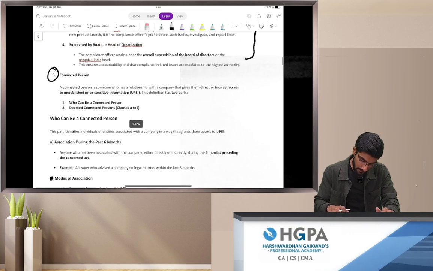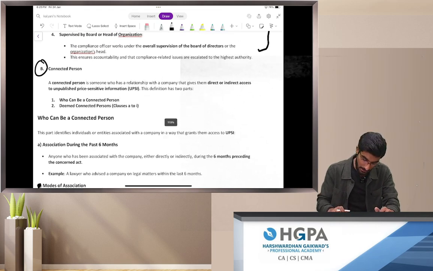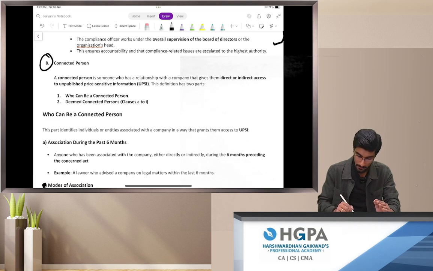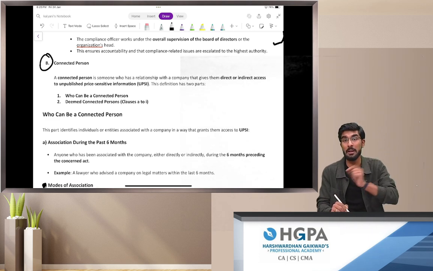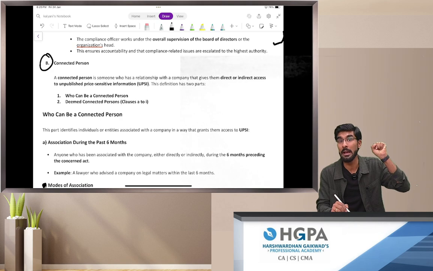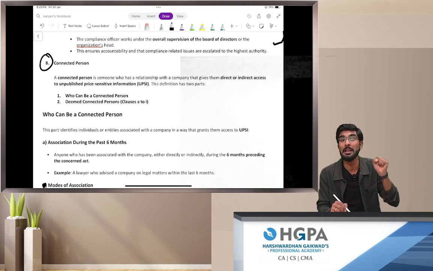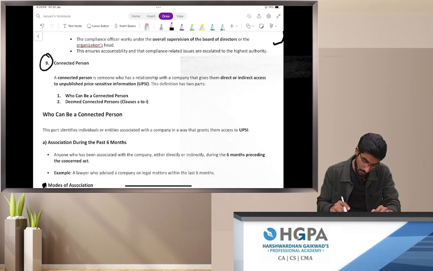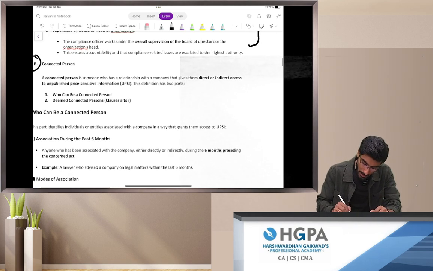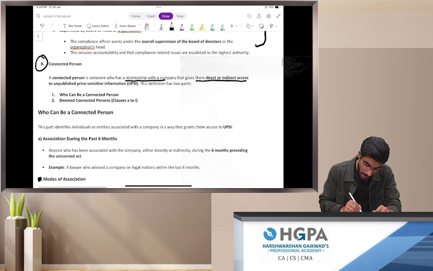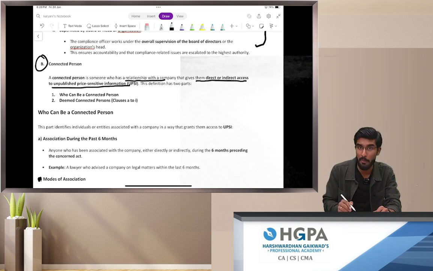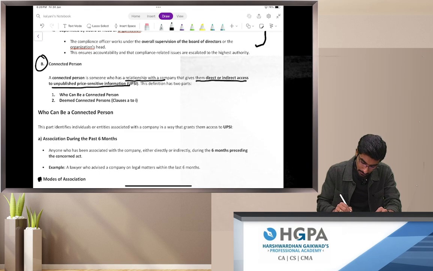Connected person. Now, who is a connected person, people? A connected person is someone who has a relationship with a company. Rajat Gupta had a relationship with a company in the capacity of director. A person who has a relationship with a company that gives them direct or indirect access to unpublished price sensitive information, that we understood.